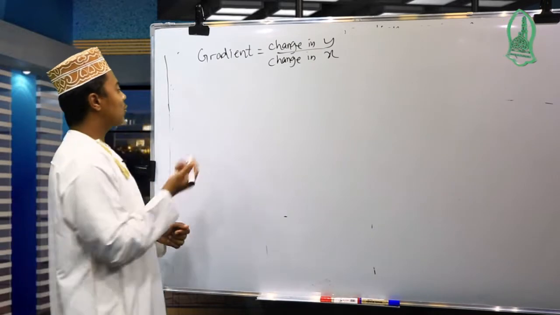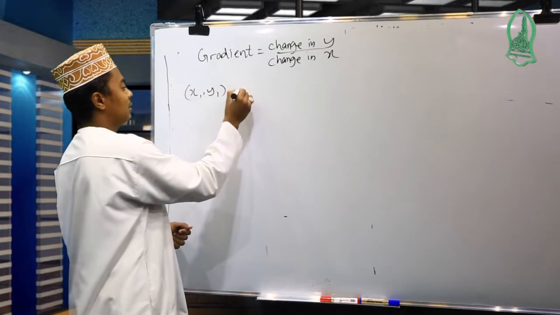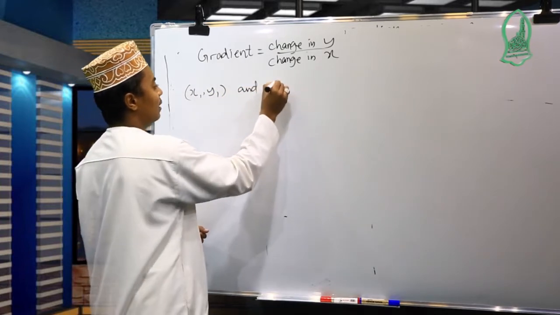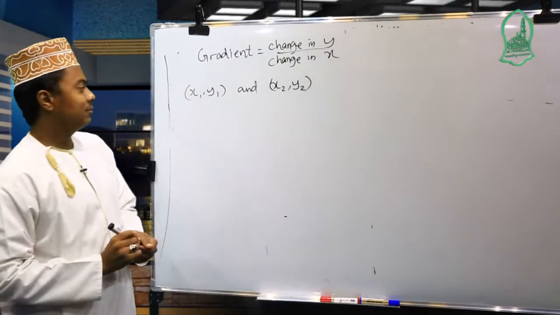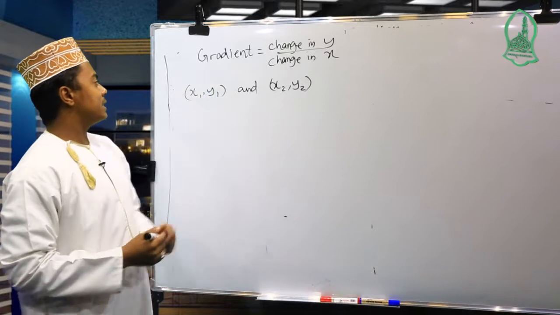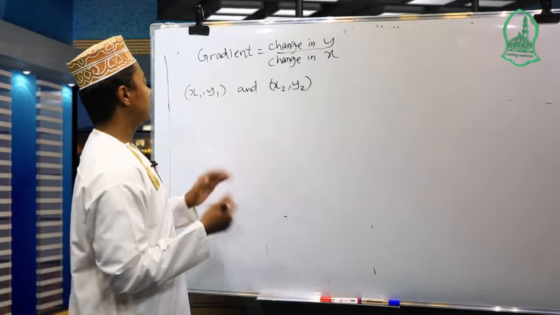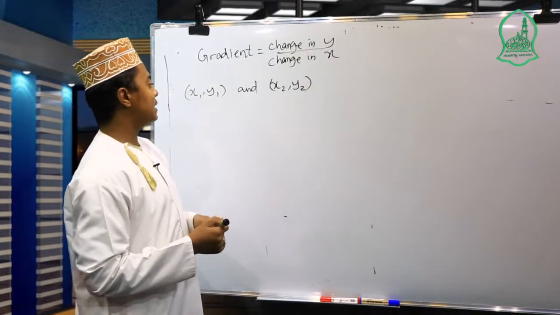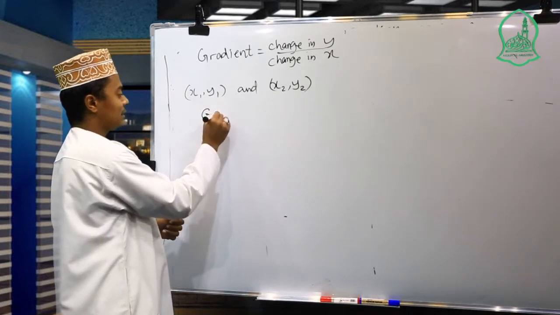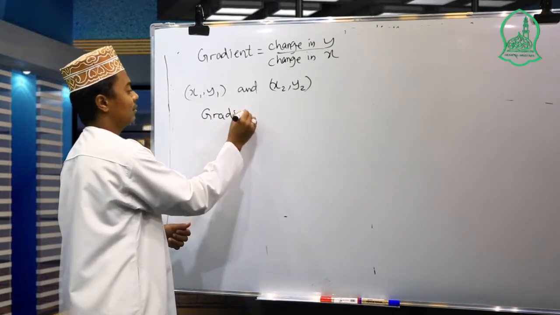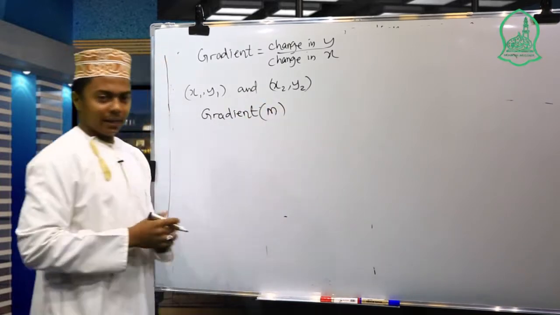So if I am given 2 points, maybe x1, y1 and x2, y2. So let us use this gradient or slope. It's the same thing whether you say gradient or slope. So change in y over change in x. So if you have 2 points like this, the gradient is denoted by the small letter m.